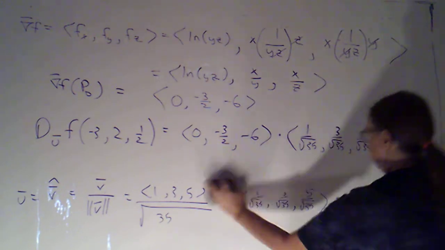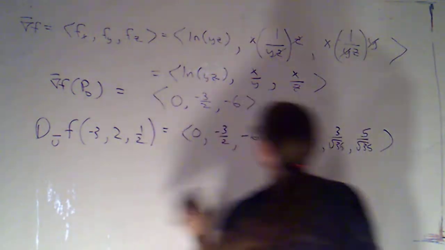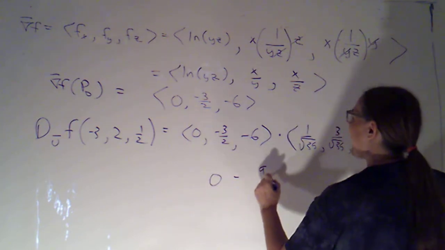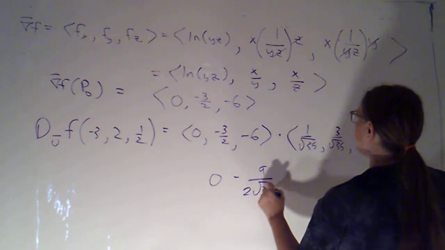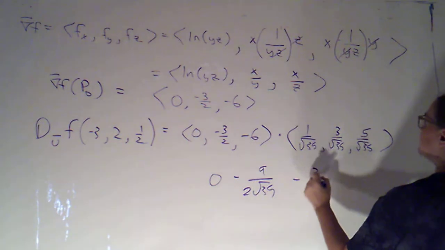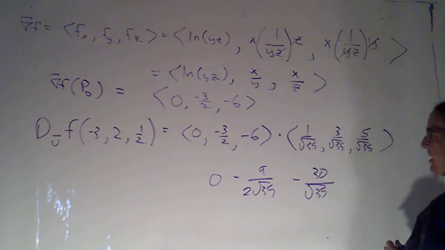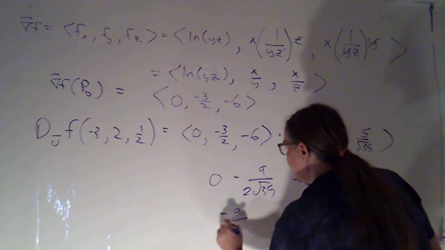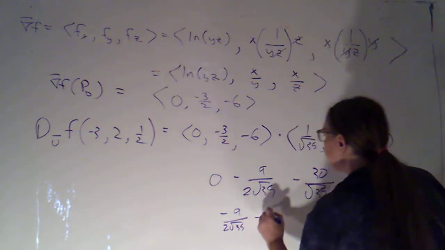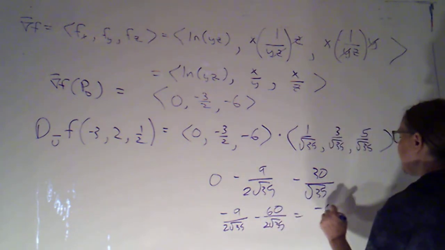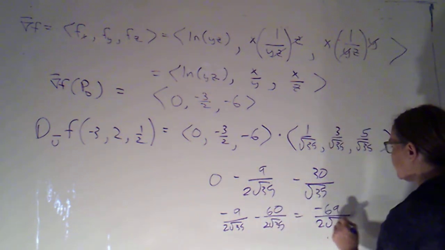So, my first terms give me nothing. I'm going to get minus 9 over 2 root 35, and then minus 30 over root 35. Let's just get a common denominator. So that's minus 9 over 2 root 35, minus 60 over 2 root 35. So that's going to be negative 69 over 2 root 35.